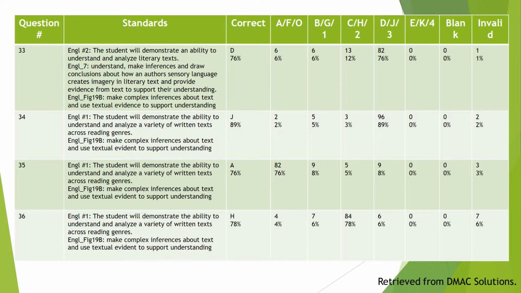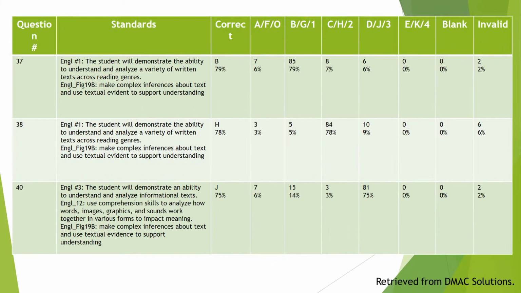This next slide also offers us more questions with more percentages on here. You can see question 33, the percent correct, 76%, 89%, 76%, 78. As we move on to the next slides, we'll begin to see a decrease in mastery below 70%. This next slide also shows us which questions had standards associated with 19B, and of course the percentages associated with those.